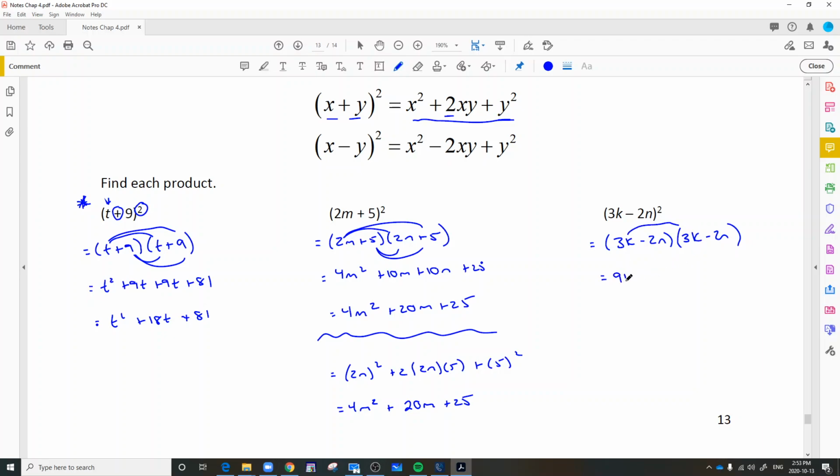3k times 3k is 9k squared. 3k times negative 2n is negative 6kn. Then we get another negative 6kn, and then we get plus 4n squared. Okay, and then you collect like terms: 9k squared minus 12kn plus 4n squared.